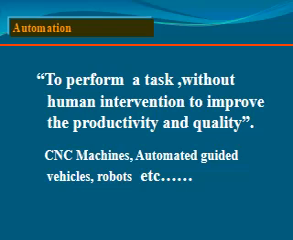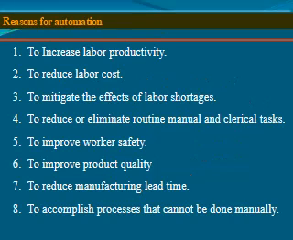So that is automation. Some examples of automated machines are CNC machines, automated guided vehicles and robots. Many such vehicles are available. The reasons for automation are to increase labor productivity, to reduce labor cost, to mitigate the effect of labor shortages, to reduce or eliminate routine manual and clerical tasks, to improve worker safety, to improve product quality, to reduce manufacturing lead time, and to accomplish processes that cannot be done manually.